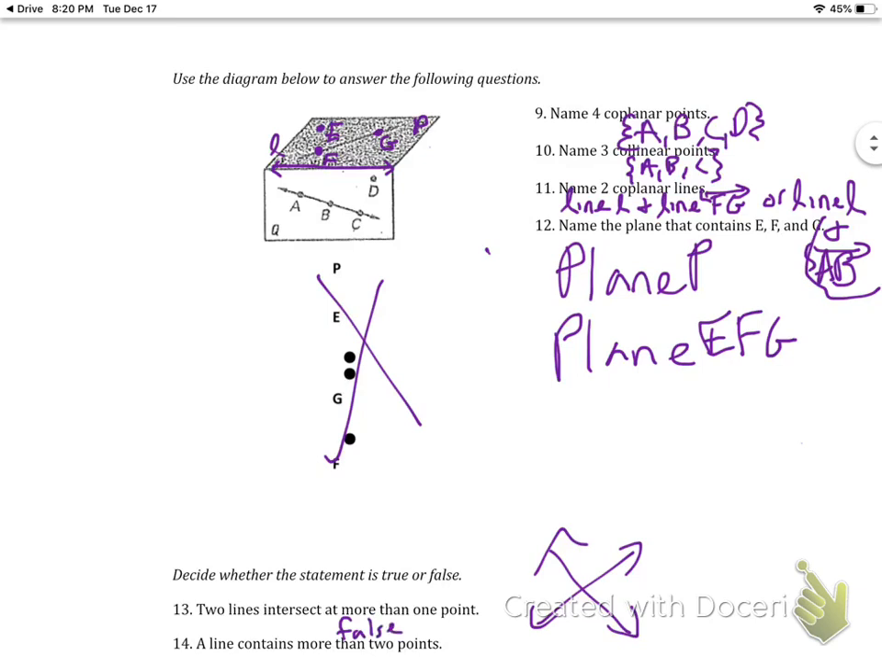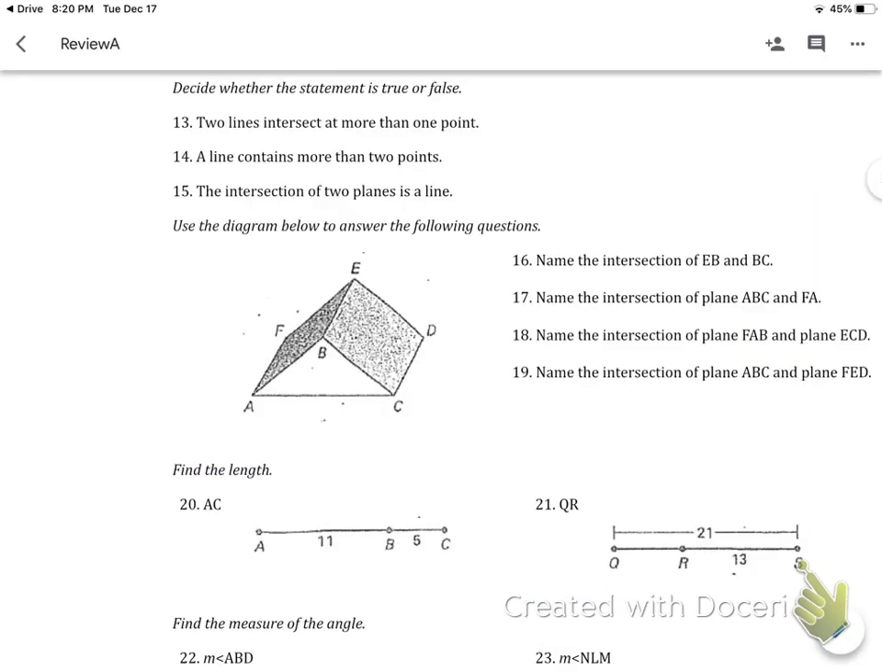A line contains more than 2 points. This is true. A line has infinitely many points on it, so true. Okay, I'm going to switch our slide. Well, it turns out I did have this on this slide. So now we're going to go on to 15.